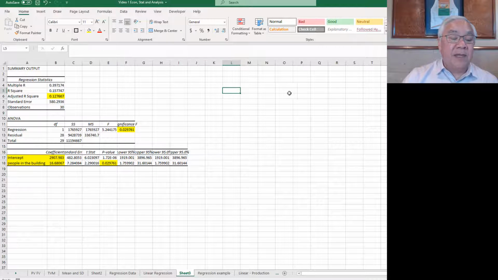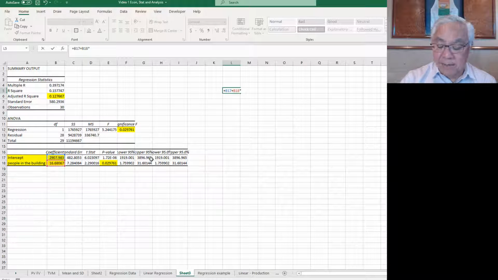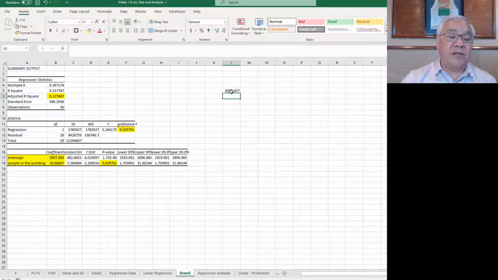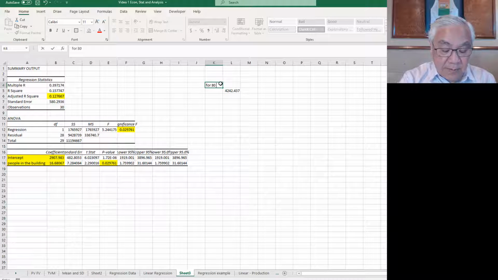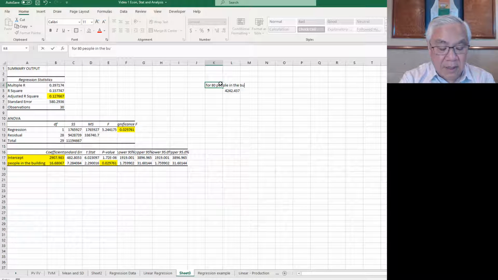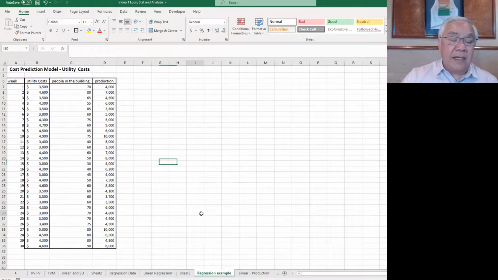So let's say if we wanted the formula, we say, okay, how much will we spend in utility costs if we have 80 people next week? So it's the coefficient plus the cost of 16 per person times 80. So the answer would be 42.42 is the amount we would expect to pay if we had 80 people. That's for 80 people in the building next week. Okay, so that's our estimate. Now we can go back to the data and do the other variable.